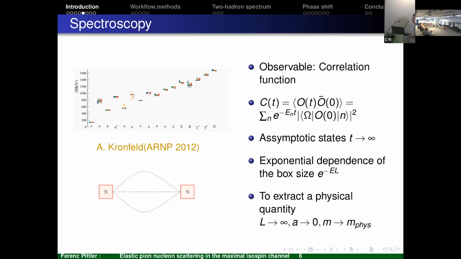Then let's continue with what we are computing exactly on the lattice. We are computing correlation functions, which are basically two-point functions.